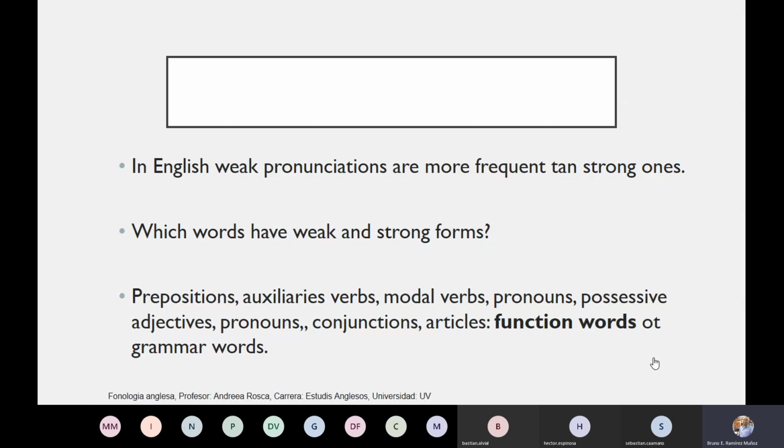Thank you so much. I was muted. That's why I wasn't talking.